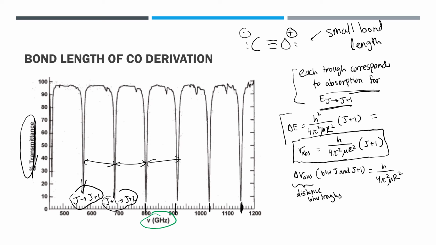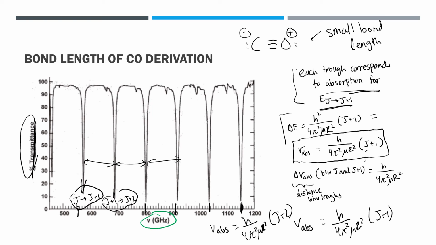So the frequency absorbed for j to j plus 1 gives me h over 4 pi squared mu r squared, and I plug in the beginning energy level, which is j, so that ends up being j plus 1. But my next frequency absorbed, when I go j plus 1 to j plus 2, gives me h over 4 pi squared mu r squared, but now I'm plugging in j plus 1, so that gets me j plus 2.